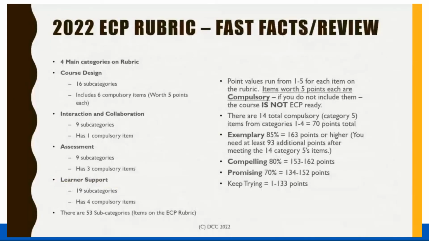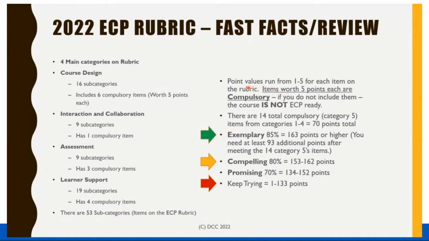Here's a fast facts and review for you. There are 4 main categories on the rubric: course design, which has 16 subcategories and 6 compulsory items. Interaction and collaboration, 9 subcategories and 1 compulsory item. Assessment itself, which has 9 subcategories and 3 compulsory items. And finally, learner support, which has 19 subcategories and 4 compulsory items. In all, there are 53 subcategories on the ECP rubric.